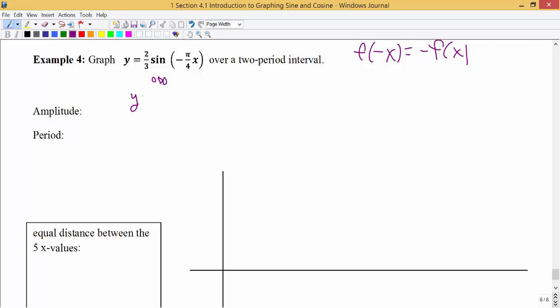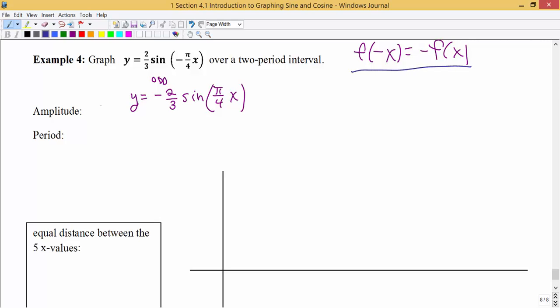So this is going to be the same thing as y equals negative 2/3 times sine, and then we're just going to leave that as pi over 4 times x. So we're going to make the input angle positive and just bring that negative out using that definition of an odd function.